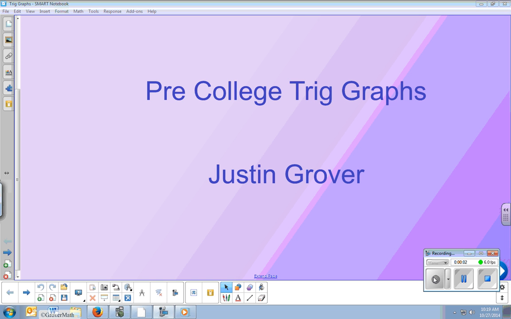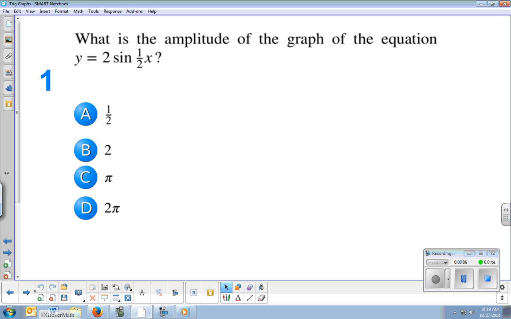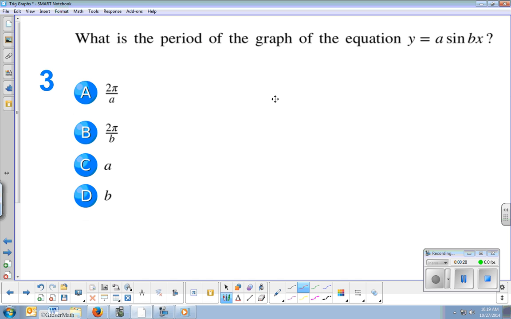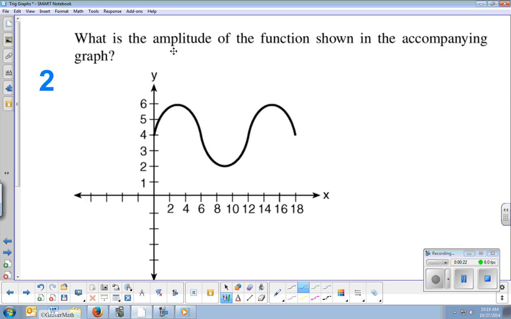Trig Pre-College, Trig Graphs. There are two key features to trig graphs, the sine graph, the cosine graph, and all those, but specifically sine and cosine, is the concepts of amplitude and period. But first, let's talk about amplitude.